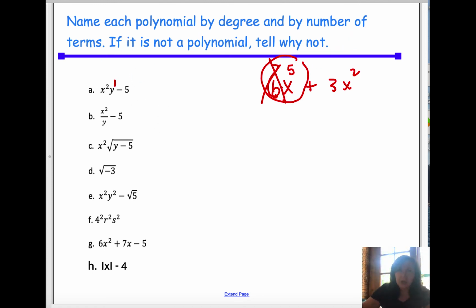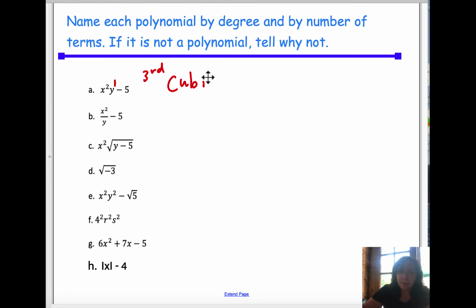So this right here, let me erase that. Getting back to the problem, this is a third degree. A third degree is called a cubic. And because I have two terms, it's a binomial.